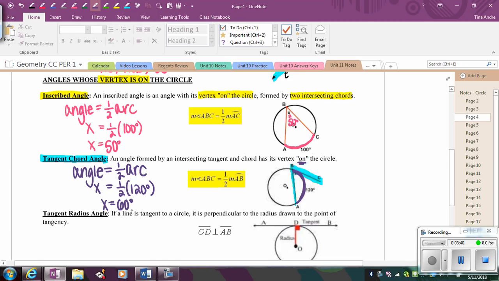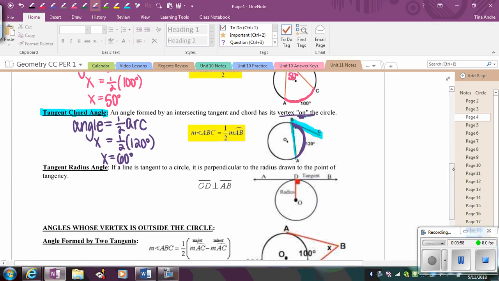So notice how these formulas are the same. It's because the vertex is located in that same position. It's on the circle. Even though we started with 2 chords versus a chord and a tangent, the formula will still be the same. So let's go ahead and look at this next example where you have a tangent and a radius. So in this particular problem, you have a tangent line, again, intersecting the circle in one place, and you have a radius.